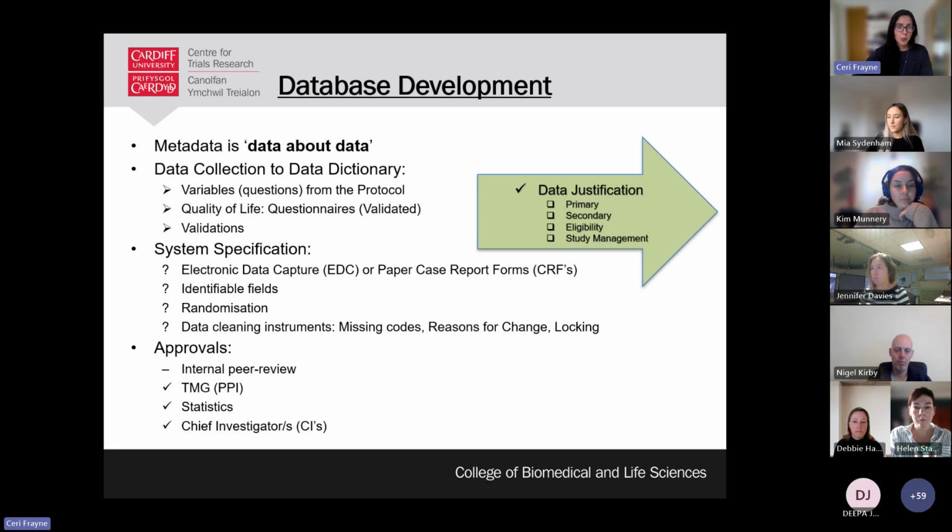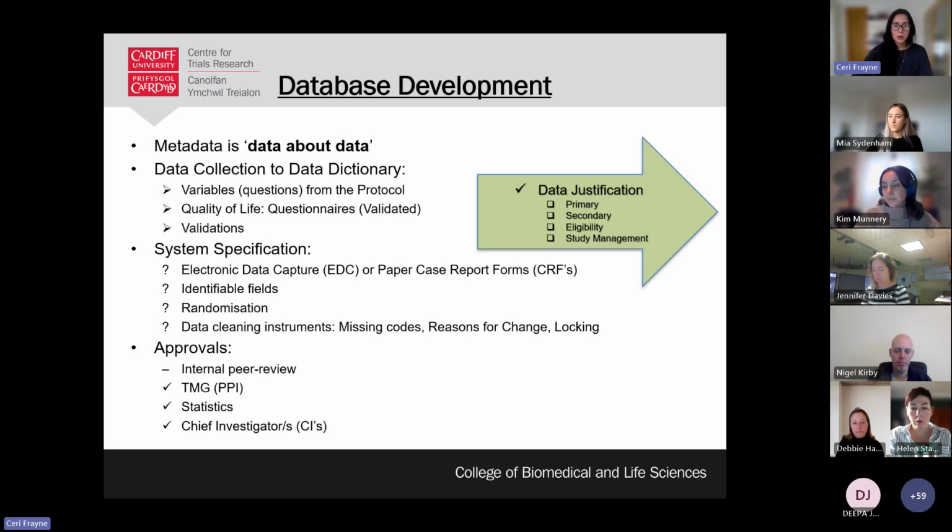So this is sensitive personal data which needs restricted access and checks to ensure it doesn't export. Randomization requirements, user and form access, site and participant identification, default options for reasons for data entry changes, and missing codes, and the data lock functionality required.